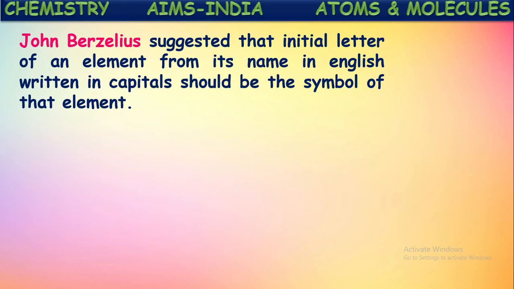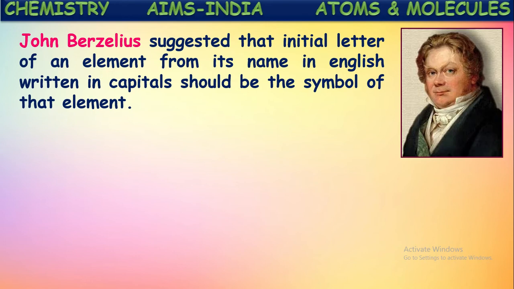In giving these symbols, different scientists have suggested different methodologies. Out of them, the very familiar and most convenient one, which is being followed even now, is the Berzelius method. John Berzelius suggested that the initial letter of an element's name in English, written in capital, should be the symbol of that element. So when the name of an element is written in English, the starting letter of that name, written in capitals, should be taken as its symbol.